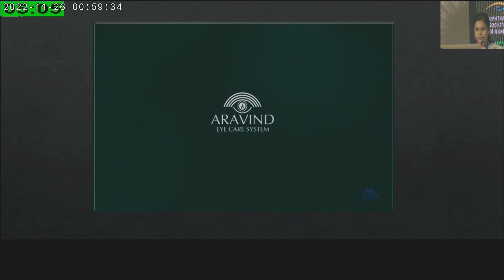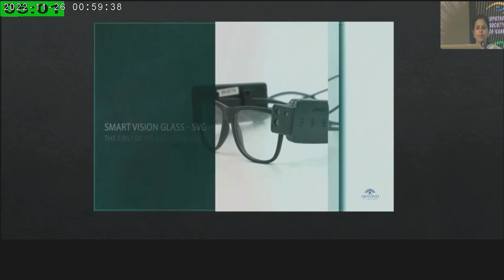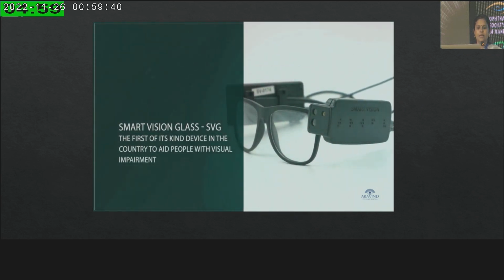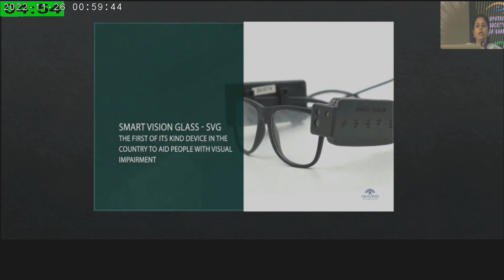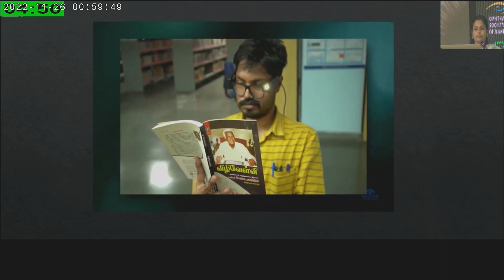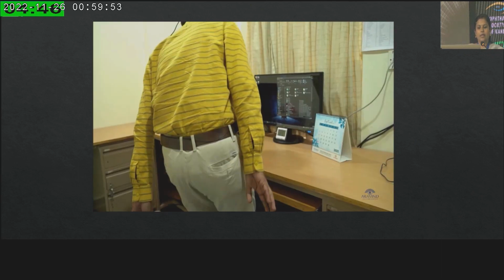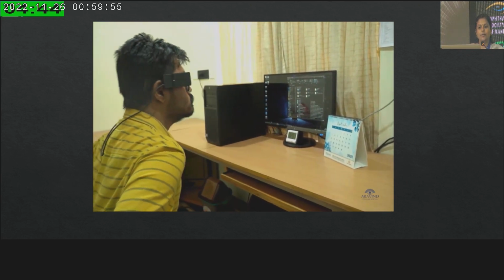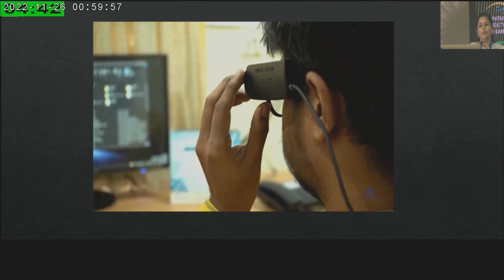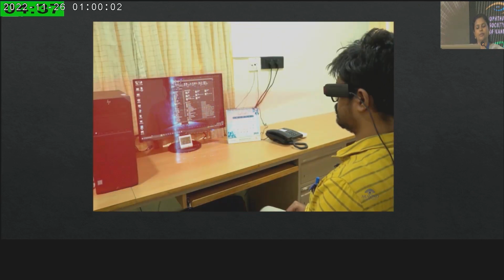Okay, it's not there. So I'll just tell you this SVG, this is wearable. It has a small chip like this and it has multiple buttons on the side. So each button is one mode. So this is the reading mode where it will read out for you, and this is the object identification mode. If you just tap on the mode, it will tell there is a desktop in front of you. There's no audio which is coming, so you're not able to hear what it's telling.